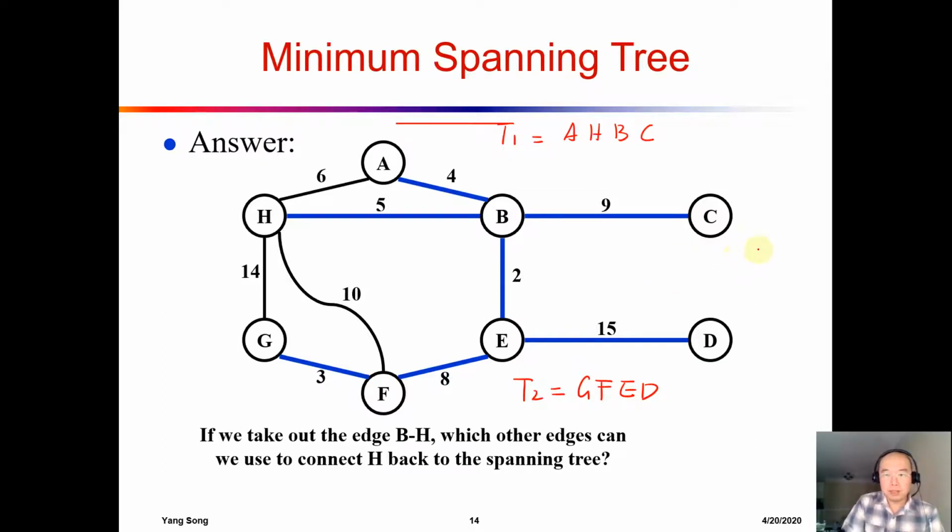And then we can say, from T1 to T2, there is a cost of 2, right? From B to E, there is a cost of 2. And then from H to G, there is a cost of 14. And then from H to F, that is a cost of 10.